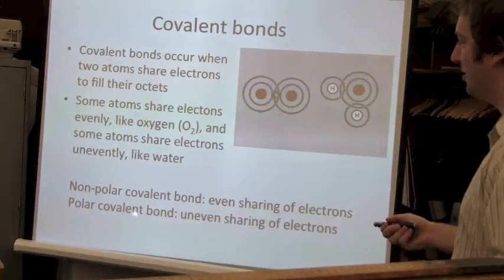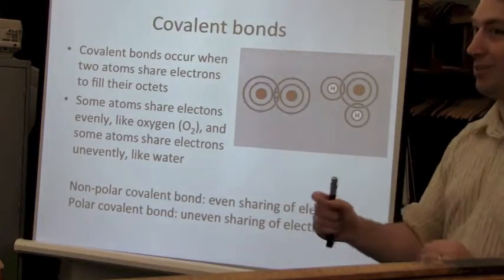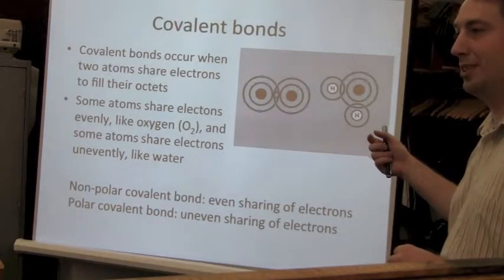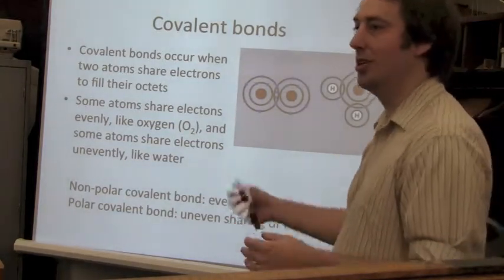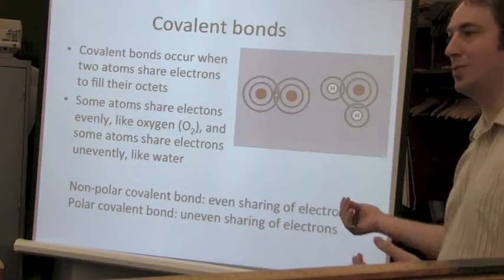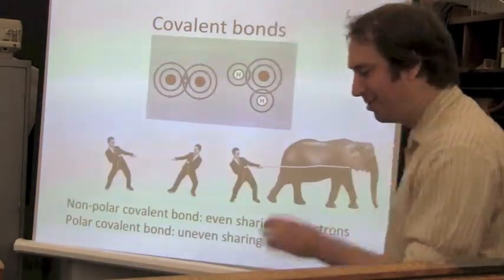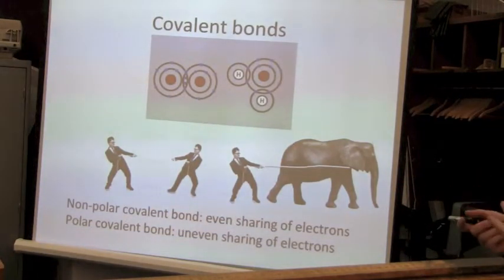And so in some cases they don't share perfectly evenly, and that not sharing evenly is important later on when we talk about molecular properties. We'll talk about it a little bit today, but when you start talking about biological molecules, what proteins do in water, this stuff becomes really important. Okay? So, covalent bonds. Like I told you before, there are these two important cases we want to think about.